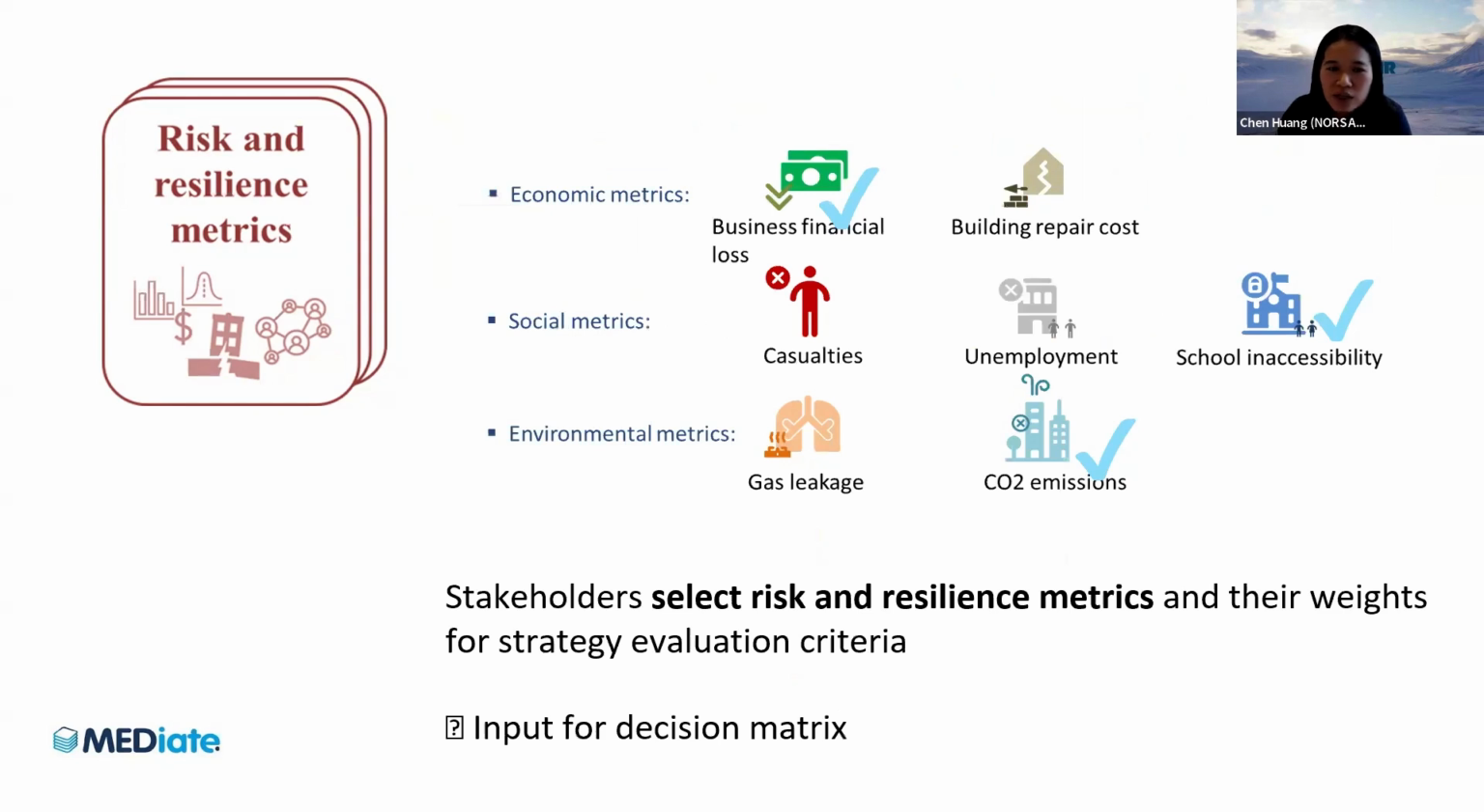We ask the local stakeholders: what is your preference? What is your priority in line with your operational work? And then we choose the metrics that are relevant and reflect their priority in the decision-making process. So stakeholders select the risk and resilience metrics and give their weights for strategy evaluation. And these are all the input for the decision matrix. In the next slide.